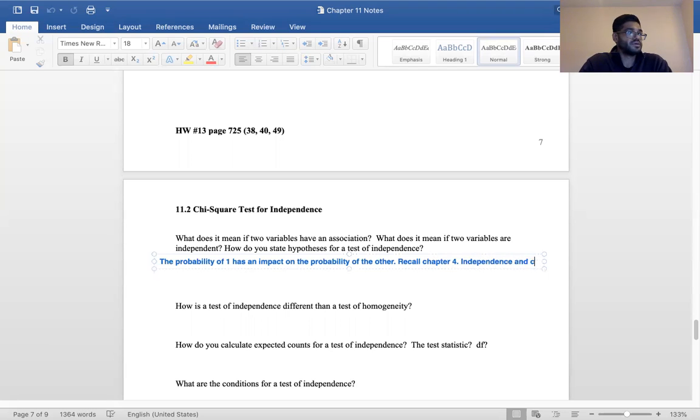Independence and conditional probabilities. And so your H0 is going to be that there is no association, therefore independent, and your HA is going to be that there is an association.